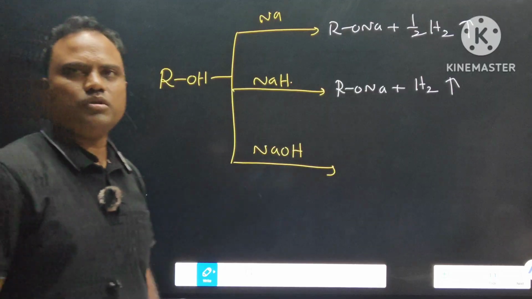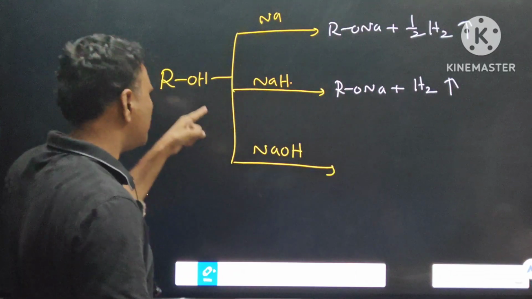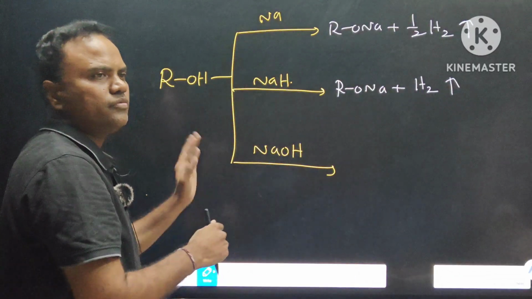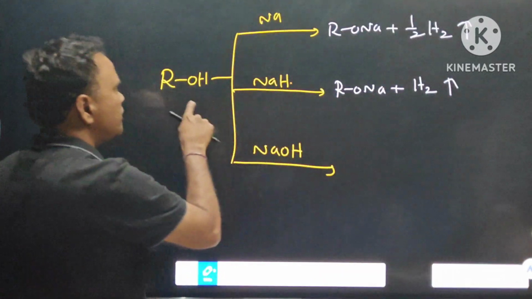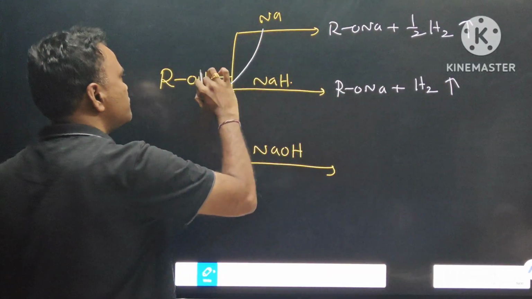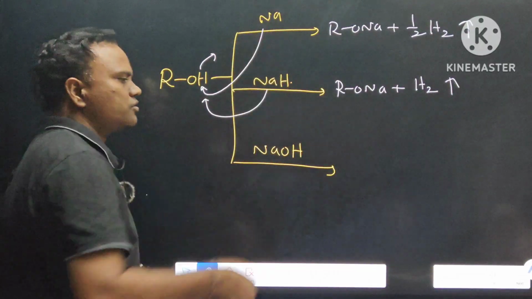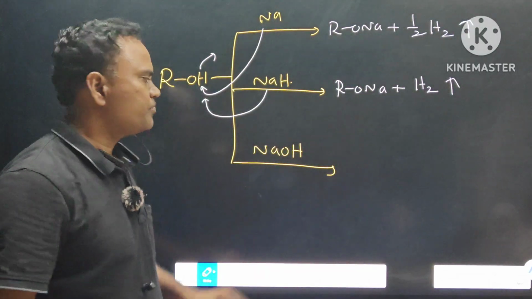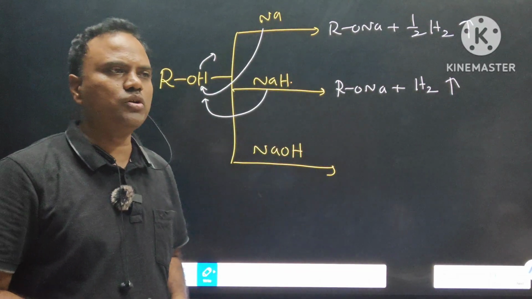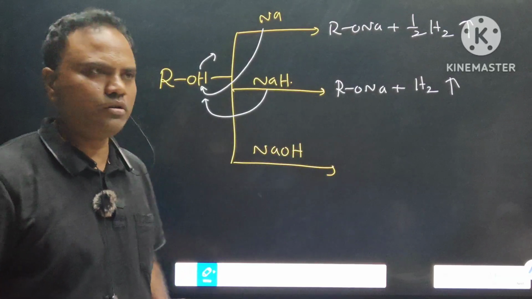Okay, so what is the shortcut mechanism? Sodium will come and push the hydrogen out. Here also sodium will come like this and push the hydrogen out. Here also sodium will come and push the hydrogen out. Clear? And what about NaOH and alcohol, ethanol and alcohol?